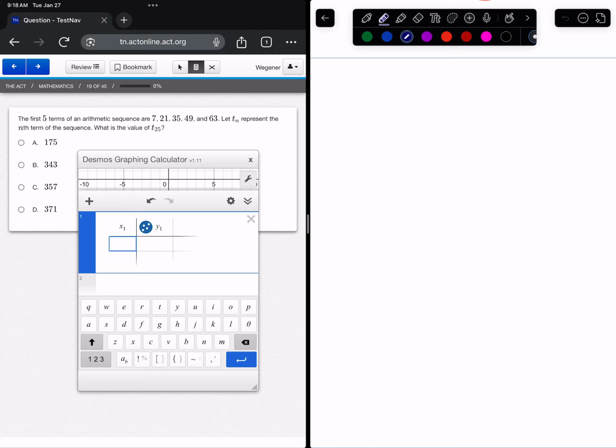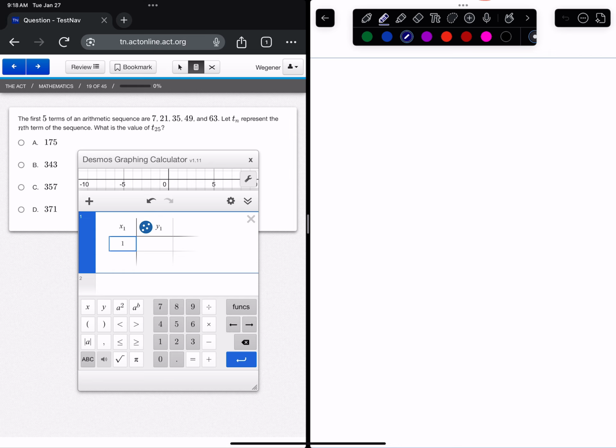All right, so the first number is gonna be 7, so I'm gonna put 1 and then comma 7. The second number is gonna be 21. The third number is gonna be 35. And here we're just basically plotting points using the table function. The fourth number is 49. The fifth number is 63. Ultimately, we want to know what the 25th number is, but they only gave us 5 so far.